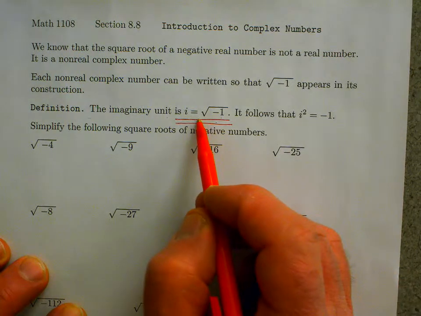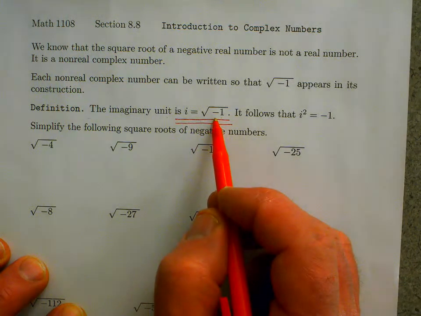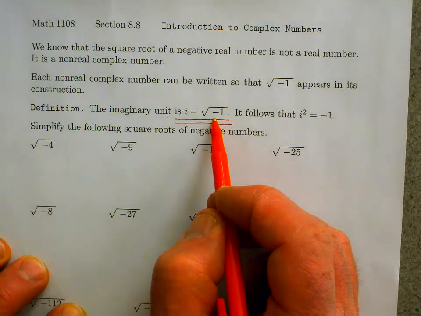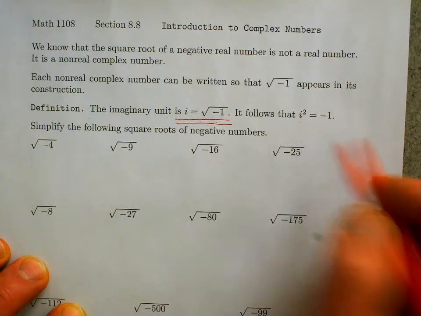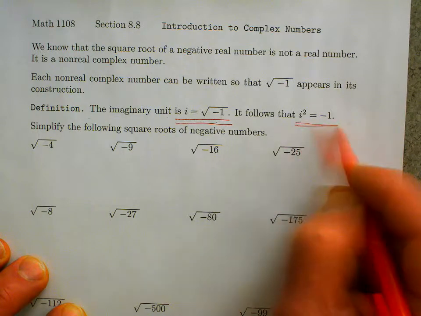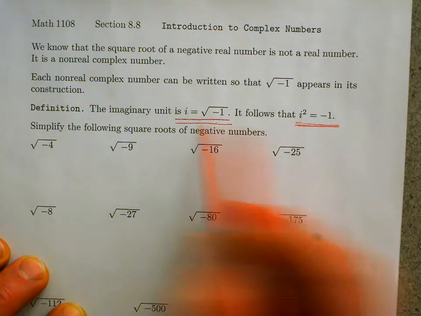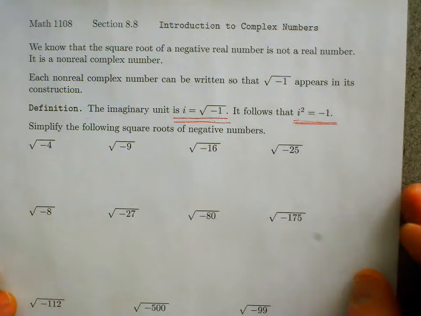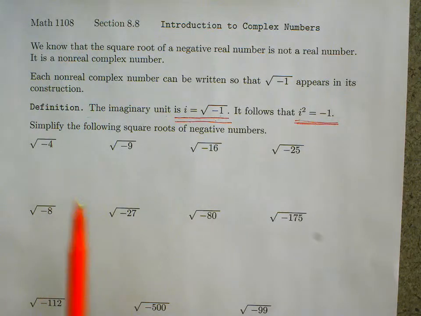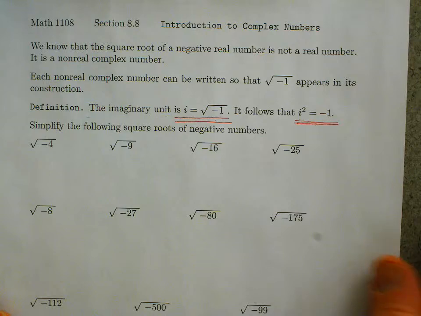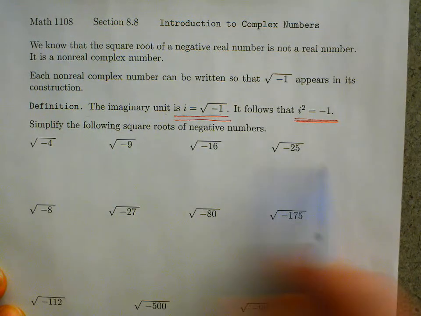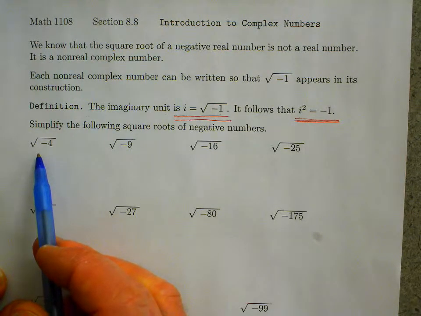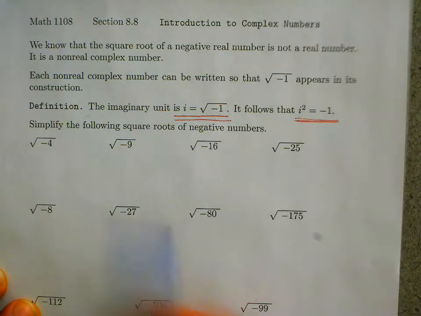Okay, but note that if i equals the square root of negative 1, if you square both sides, then i to the second is equal to negative 1. So these are the two things that you need to remember. And when simplifying square roots of negative numbers, we're going to use some of the same things that we've been using. So we'll simplify the square root of a number of negative numbers.